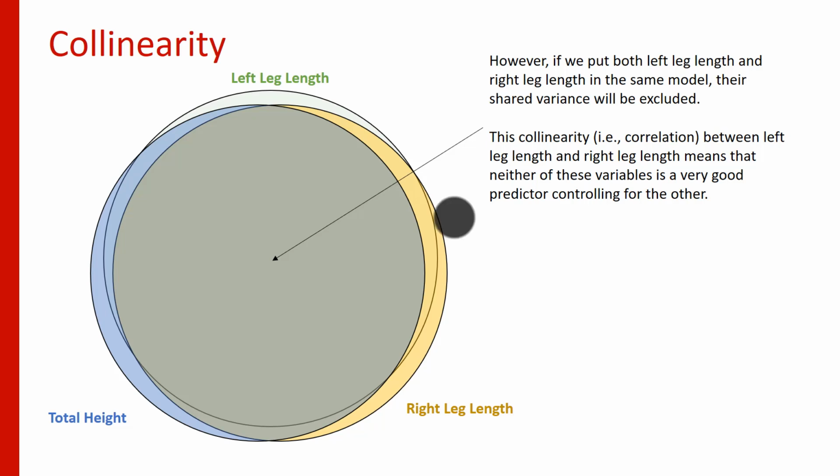And the reason for that is controlling for right leg length, left leg length doesn't explain a lot of variability. And controlling for left leg length, right leg length doesn't explain a lot of variability. These are collinear predictors. They have a really big correlation between them, so when we exclude their shared variance, we essentially ruin their predictive value because it's actually the shared variance that relates to total height.